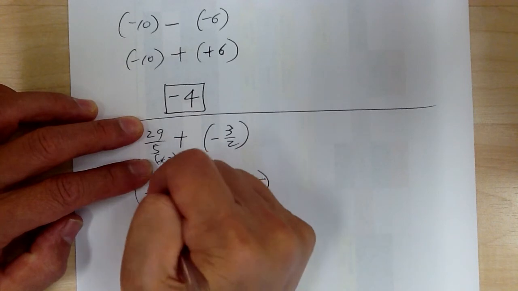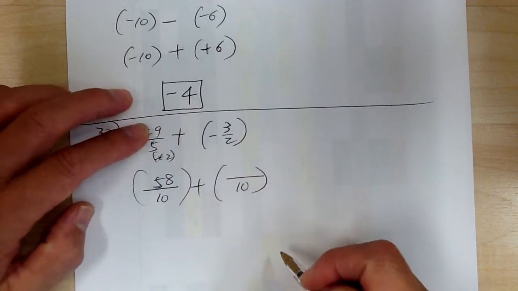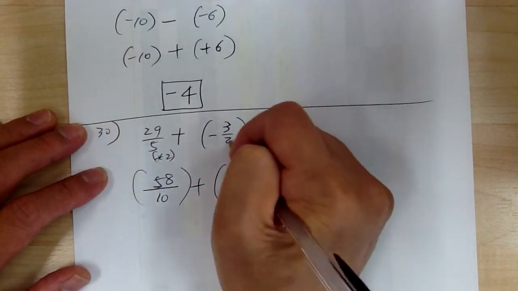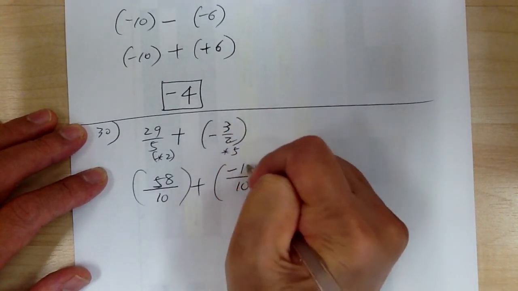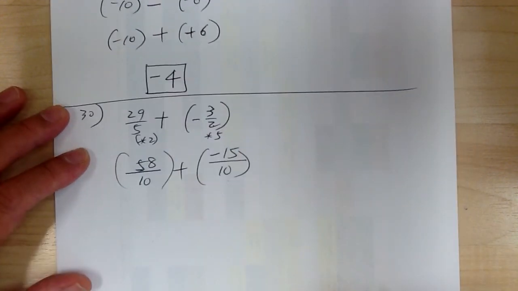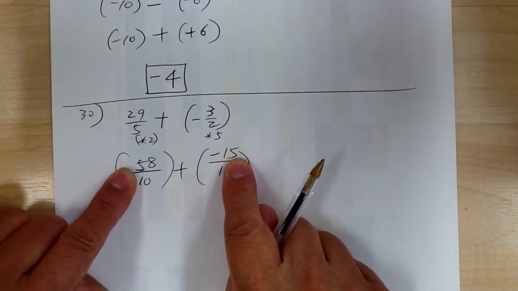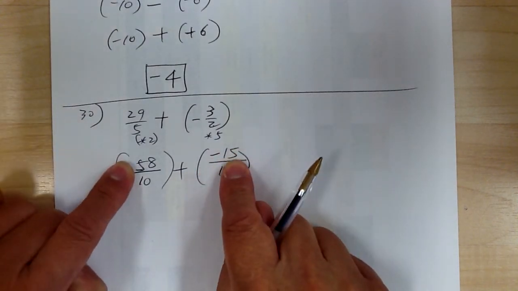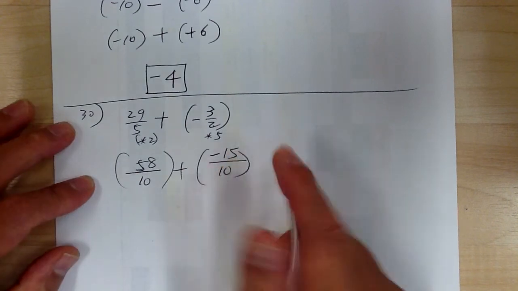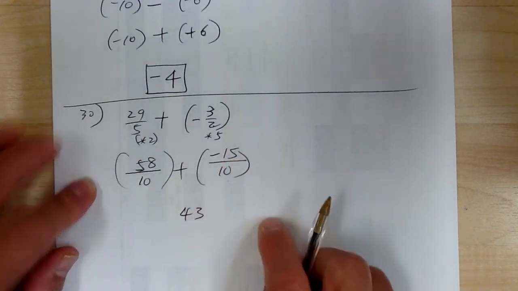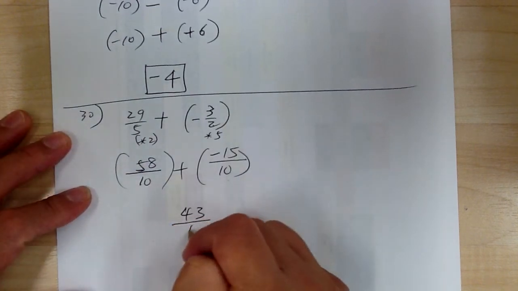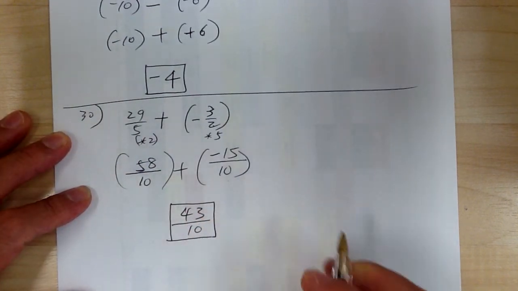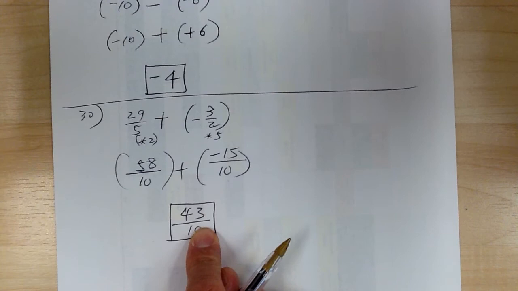So this will give you 58, right? 29 times 2 gives you 58. From here to here, you need to multiply by 5. So multiply by 5, you get negative 15. Okay. So now these are different kinds, right? One is positive, one is negative, so they are different. So you have to subtract the numbers. So you get 43, and you follow the higher number's sign, and so it would be 43 over 10. And check, see if you can reduce. If you cannot, that's it.